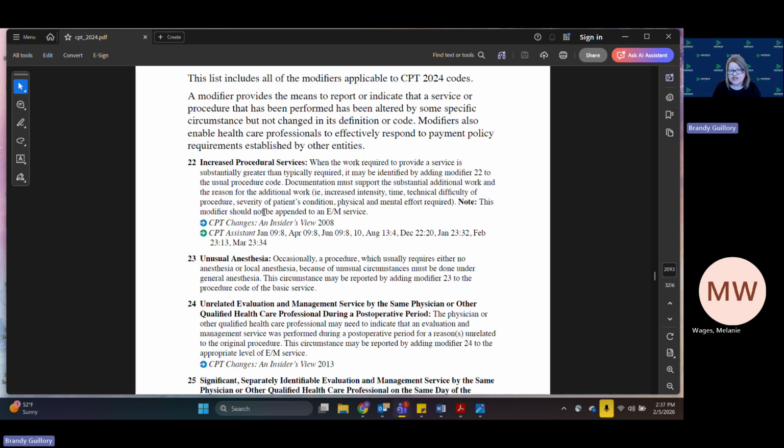Note, this modifier should not be appended to an E&M service. So what that means is you cannot add a modifier 22 to any of your office or evaluation or consultation codes. Those do not apply. It's going to be a procedure that they did on the patient that required a lot more work than what they were expecting to do.